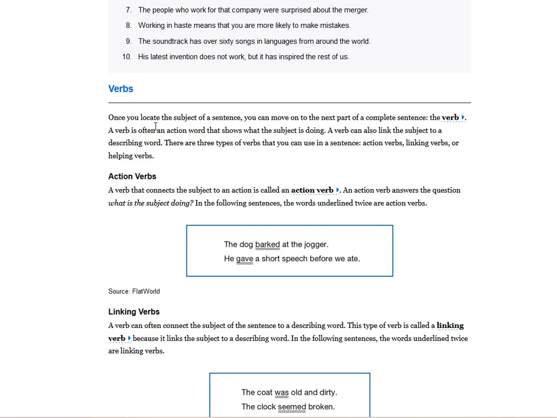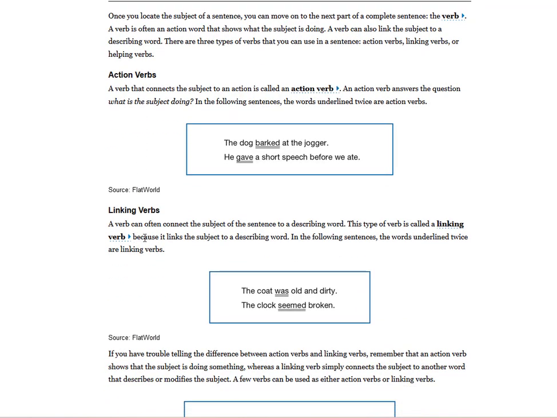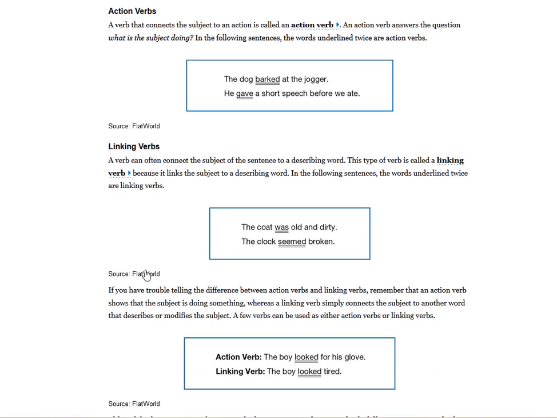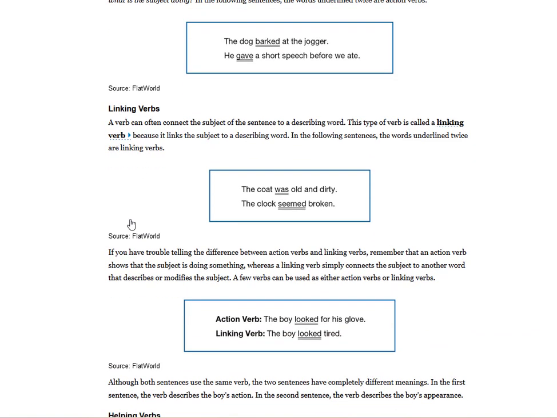The dog barked at the jogger. He gave a short speech. So barked and gave are action verbs. Linking verbs. A linking verb connects the subject of the sentence to a describing word. This type of verb is called a linking verb because it links the subject to a describing word.